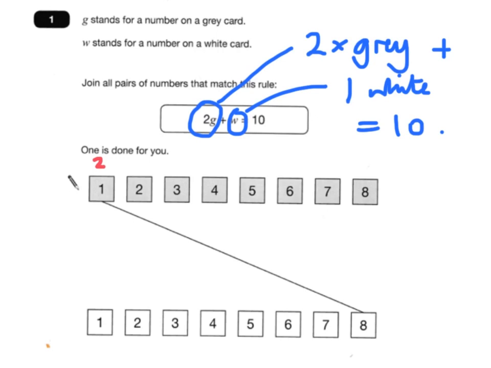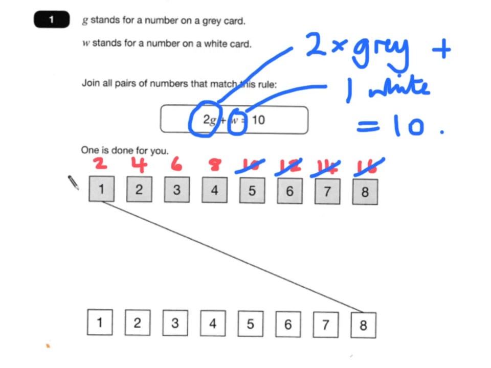Let's try and do it systematically by writing out 2 times G over each card. So where the grey card is 1, 2G is 2, and then 4, 6, 8, 10, 12. Because that way we can remove a few because they're not possible. If you want it to equal 10, 16 is no good. So those 4 cards at the end are no good.